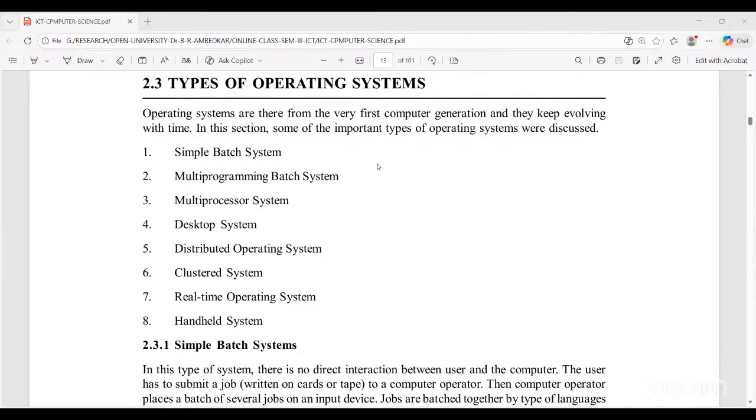So we are understanding the types of operating system. Hello, sir. Hello. Hello, sir. Please, this platform is not for questions here. Please try to understand me.